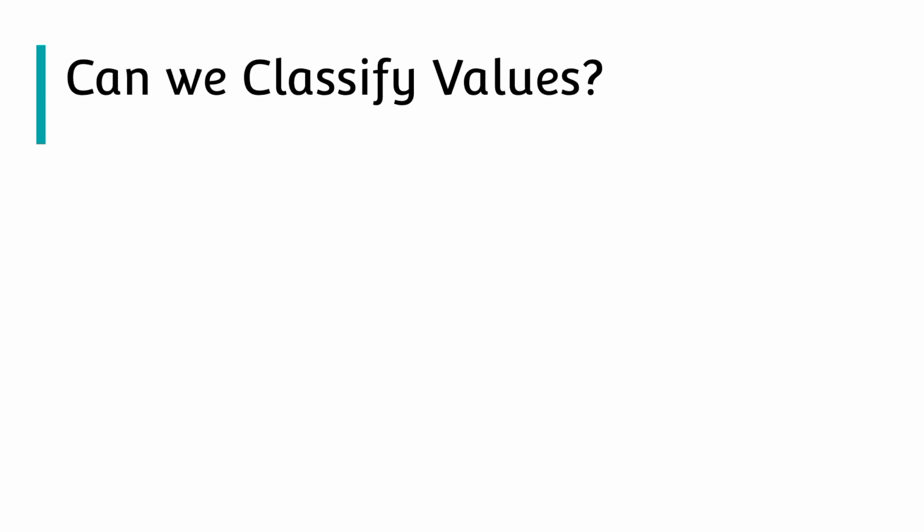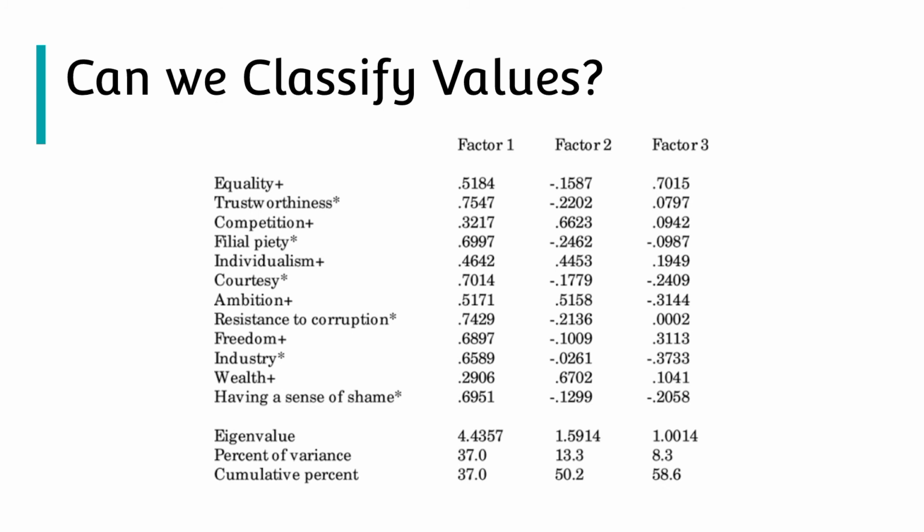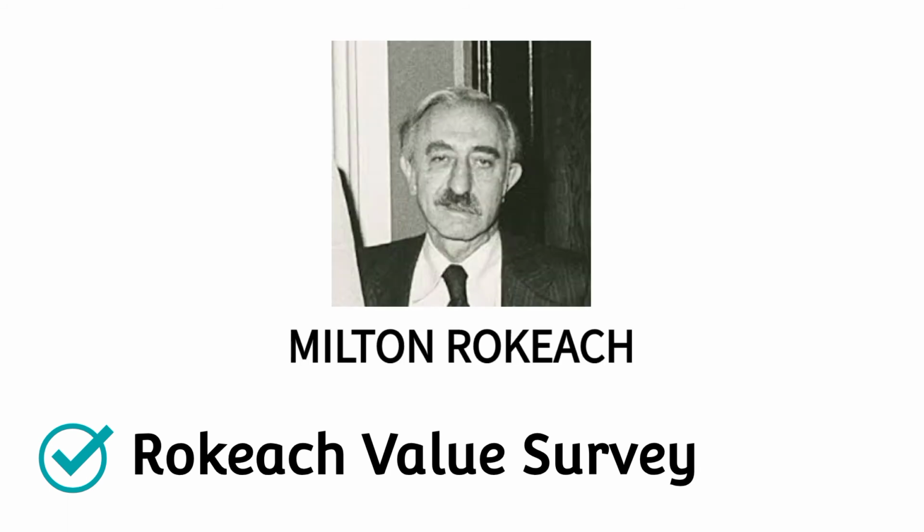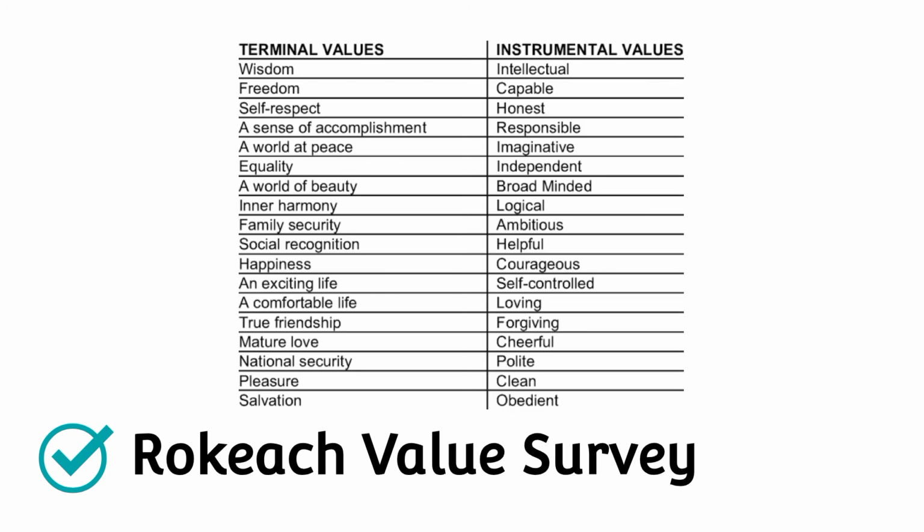Can we classify values? Yes, we can classify values according to the Rokeach Value Survey. But first, let's define the Rokeach Value Survey. The Rokeach Value Survey, or RVS, was created by Milton Rokeach, which contains two sets of values, each set containing 18 individual value items. Classification of values. There are two classifications of values, and these are terminal values and instrumental values.